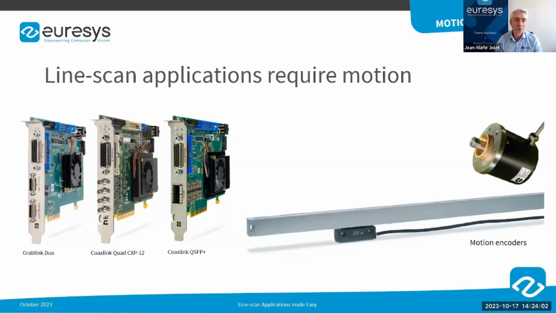All the Euresys frame grabbers, whether they are compatible with the CameraLink, CoaXPress or CoaXPress over fiber standard, are equipped with a dedicated I/O lines connector to connect the motion encoders. They even support quadrature motion encoders with a frequency up to 5 MHz.